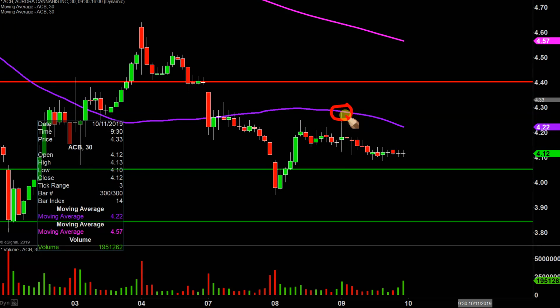Now, am I saying that charts are perfect? No, there's no such thing as a perfect tool. But for some people to say that charts are totally worthless, that's just a little bit of ignorance on their part, because here we have a great example of that acting as resistance.